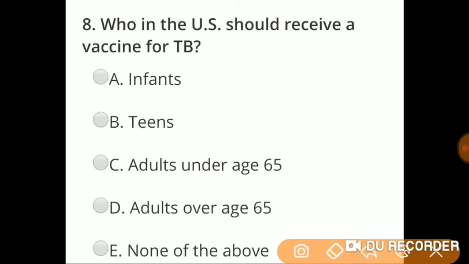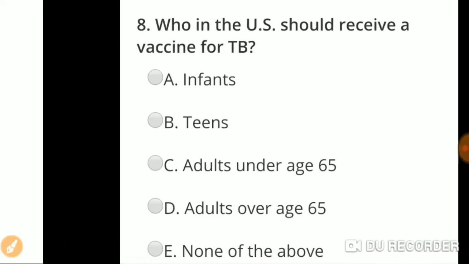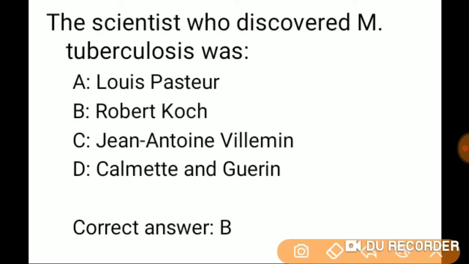Now, who in the US should receive a vaccine for tuberculosis? Infants, teens, adults under 65, adults over 65, none. There is no such criteria. Now, the scientist who discovered Mycobacterium tuberculosis was Robert Koch.